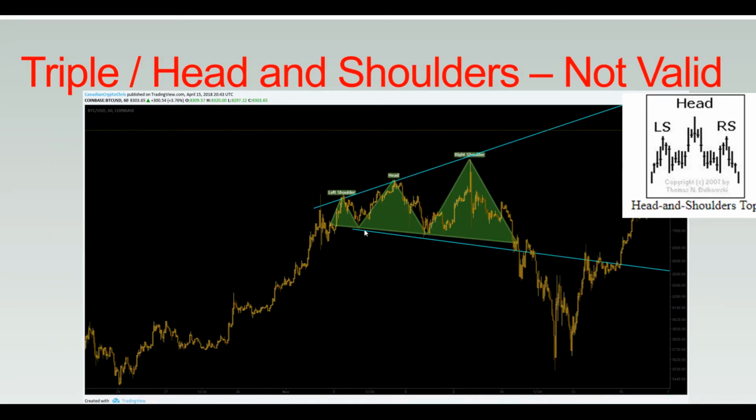Not a valid head and shoulders, when your shoulders are, of course, higher than your head. That's kind of weird because I've never seen anyone like that. But that's what that looks like.